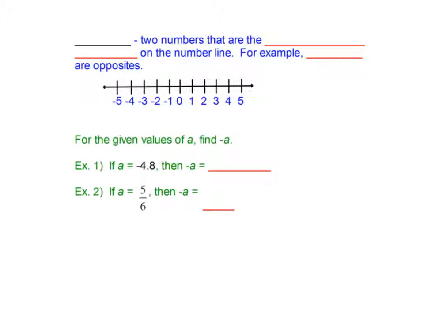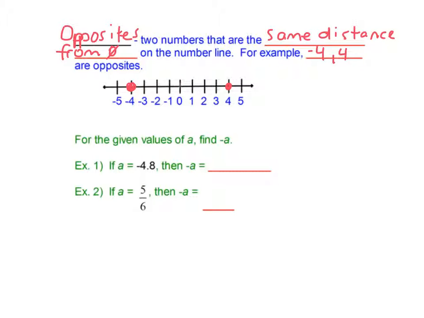Okay, other definitions, we talked about this a little bit. Opposites. Numbers that are opposites are 2 numbers that are the same distance from 0 on a number line. For example, -4 and +4 are opposites. -4 is here, +4 is here, and they are the same distance from 0 on a number line. So we call them opposites.